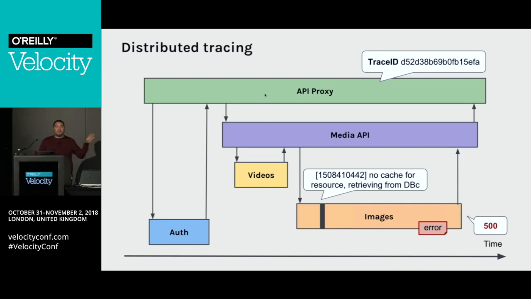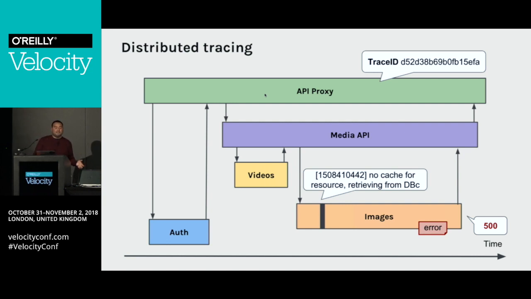You can also see causal relationships. You can see that the API proxy requested the out service first, and then requested the media API after, and the media API subsequently requested the videos and the images, right? You can understand dependencies. It's also a timeline, because you can see how all this happened across time.